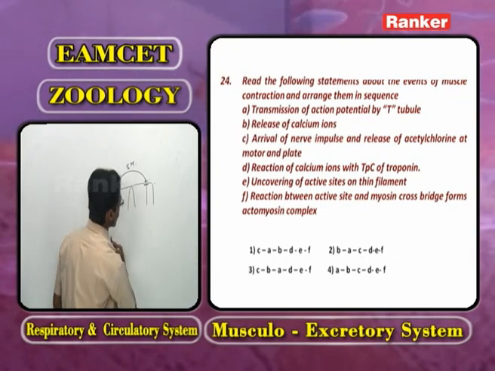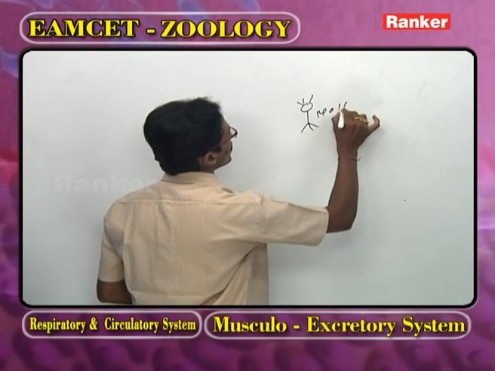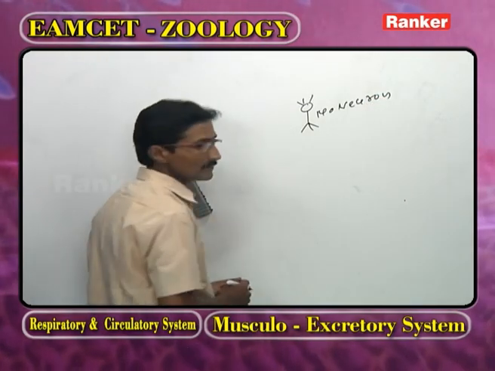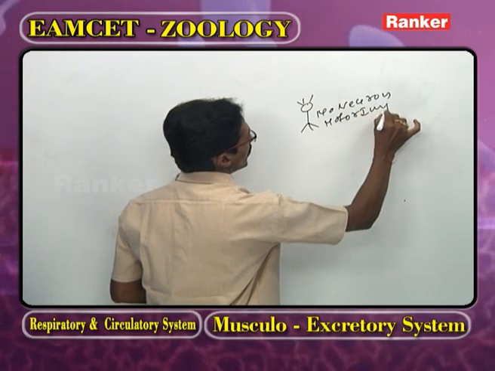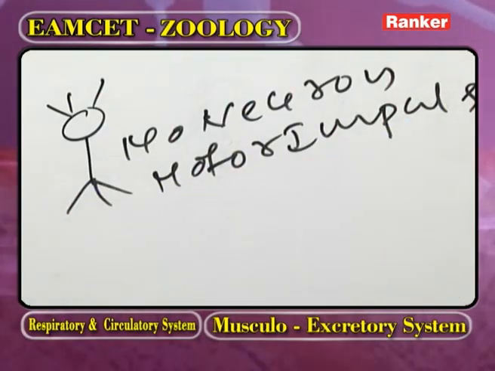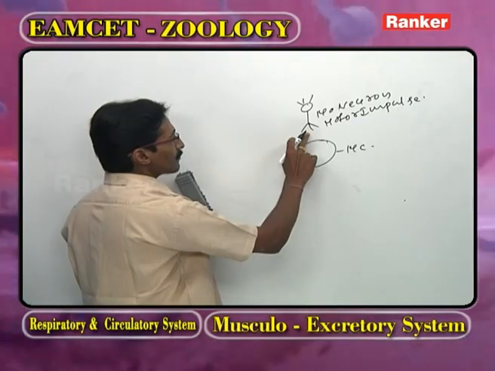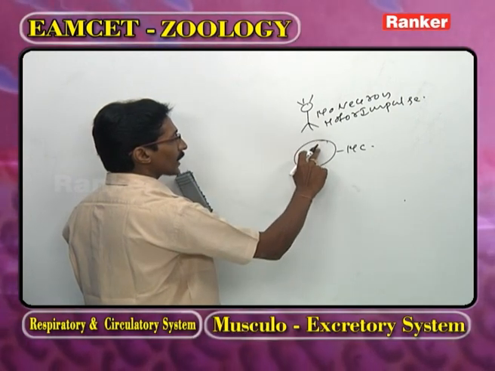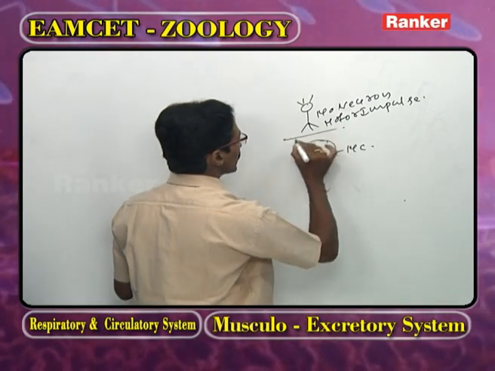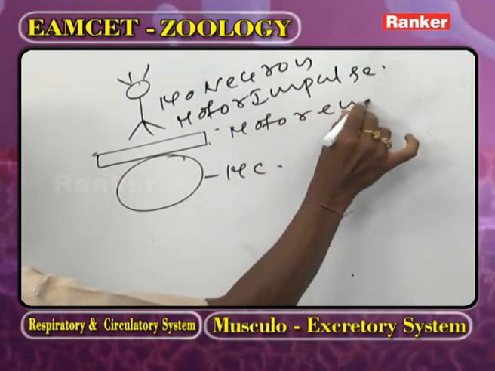Now as we observe the sliding filament theory, now this is the motor neuron. The motor neuron brings the motor impulse. Now this is the muscle cell. The space between telodendrons of motor neuron and sarcolemma of muscle cell, this we call the motor end plate.